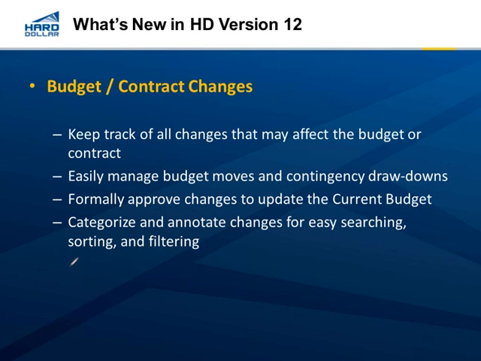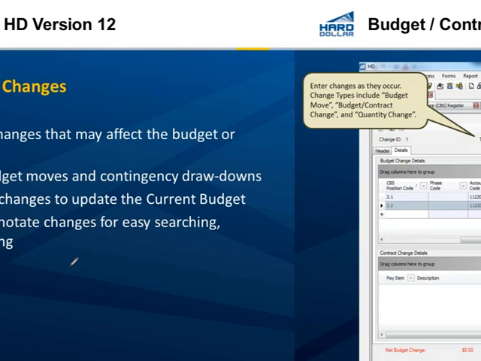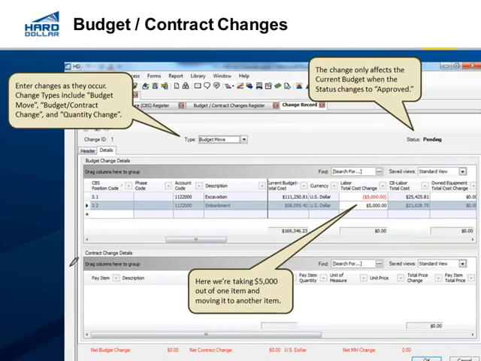So now, getting back into the budgets, and this is what's impacting our current budget. I've mentioned a couple times, the only ways we're going to modify the numbers shown on the CBS is if we actually approve one of the three methods we currently support, which is a budget move, a budget or contract change, or a quantity change. There's a new register in version 12. It's called the Budget and Contract Changes Register, as you can see on the screen here.